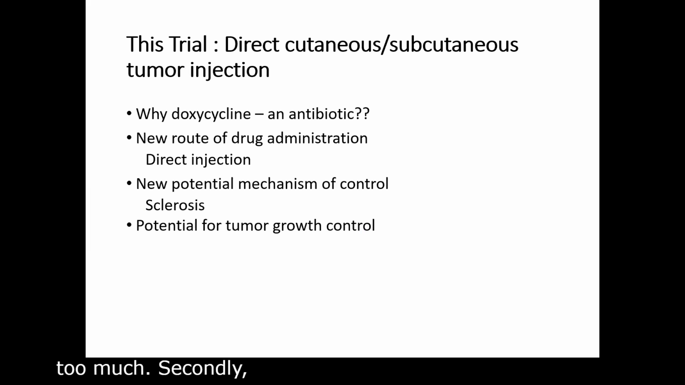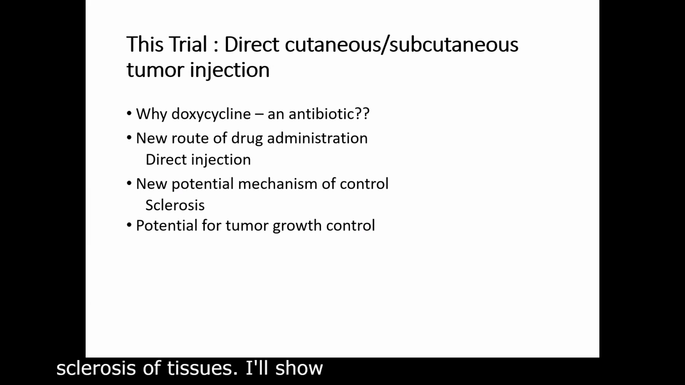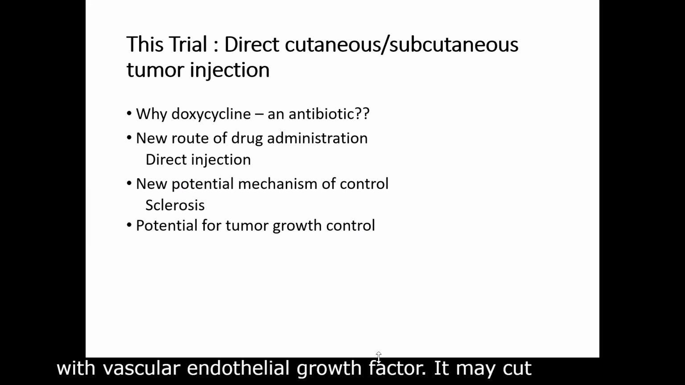Secondly, it's potentially a new mechanism of tumor control because doxycycline is also known to cause scarring or sclerosis of tissues. I'll show you some reasons for this. And then it also may have some potential tumor growth inhibition as well, such as with vascular endothelial growth factor. It may cut down blood vessels to the tumors.